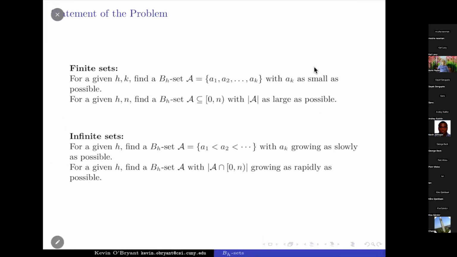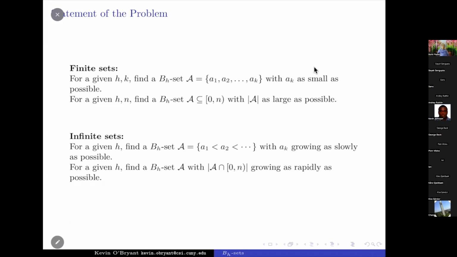Okay, so our basic problem here, right? We've got this definition of a B sub H set. My indexing here is a little off. Let's start with A0 and go to A1 up to AK. So for a given H and K, find a B sub H set that has K elements and has the diameter being as small as possible. So it's translation invariant. You can assume that the smallest one is 0, and then you're really just talking about making AK as small as possible.